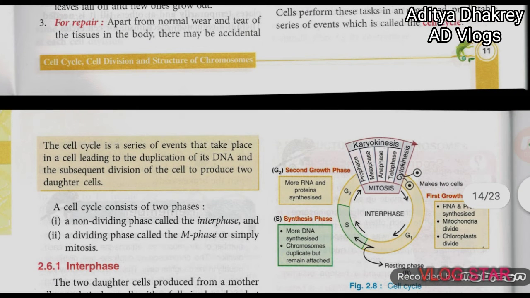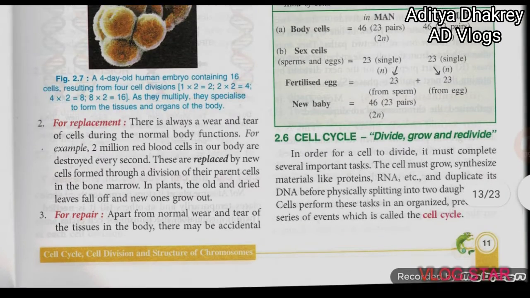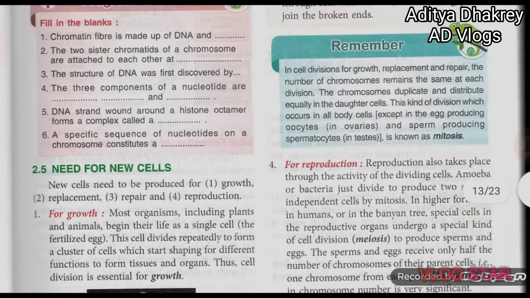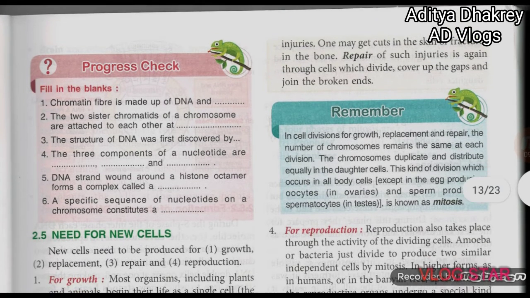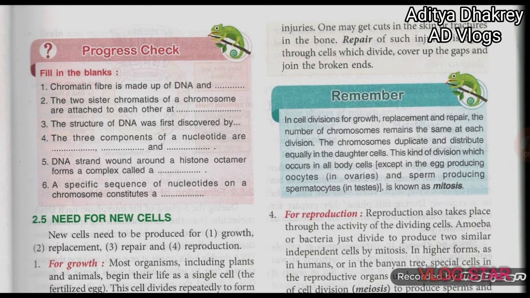Third point, for repair. Apart from normal wear and tear of tissues in the body, there may be accidental injuries. One may get cuts in the skin or fractures in the bone. Repair of such injuries is again through cells which divide, cover up the gaps, and join the broken ends.